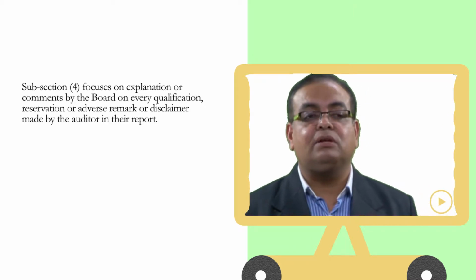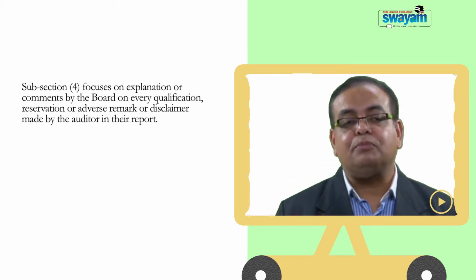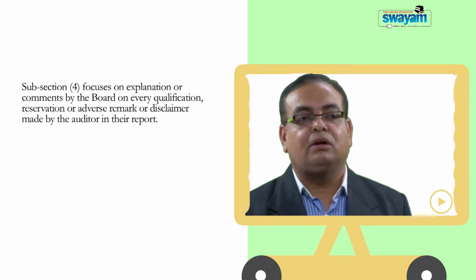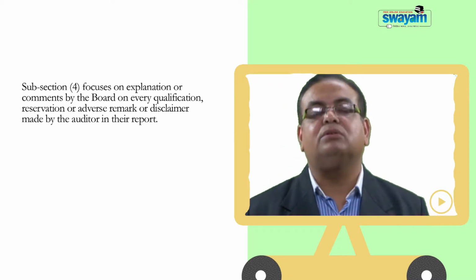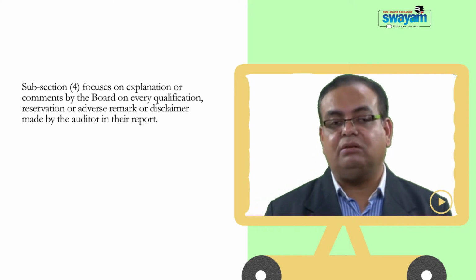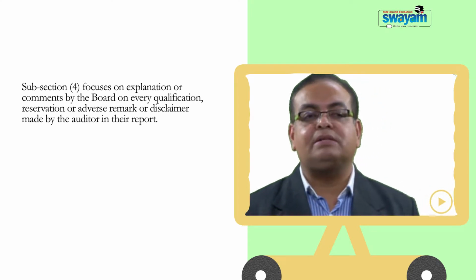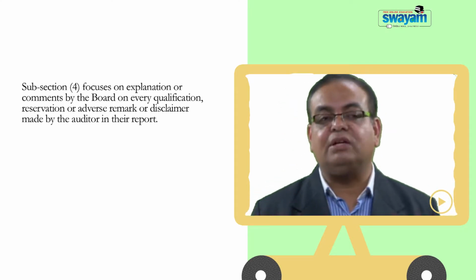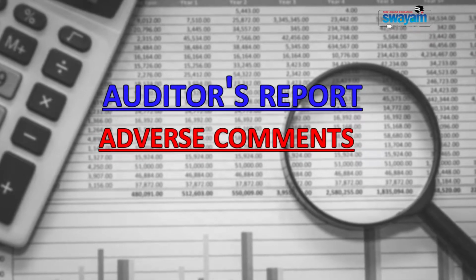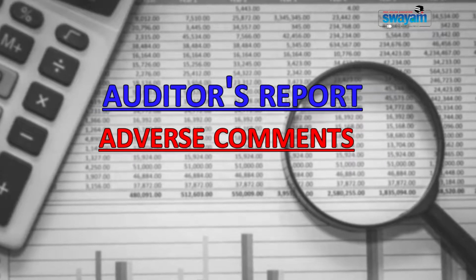Now let us come down to subsection 4. Now the subsection 4 says that, as I have already given a brief on the connection of auditors with the board of directors and also with the shareholders coming in between. So whenever auditors give any adverse comment, definitely the directors have to reply.